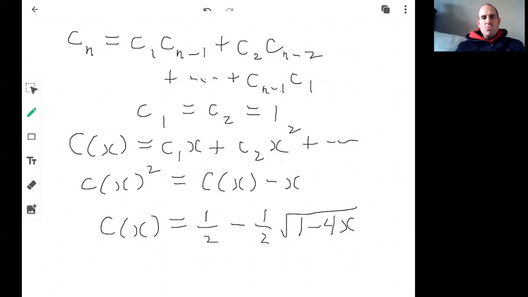And we also discovered in those previous videos that the Catalan generating function, which I've written right there, satisfies the identity that if you square it, you get the same thing right back, but you have to get rid of the x term. And then in the third video, we used that fact to come up with a formula for the generating function. And there it is right there. We found out that the Catalan generating function is 1/2 minus 1/2 times the square root of 1 minus 4x.